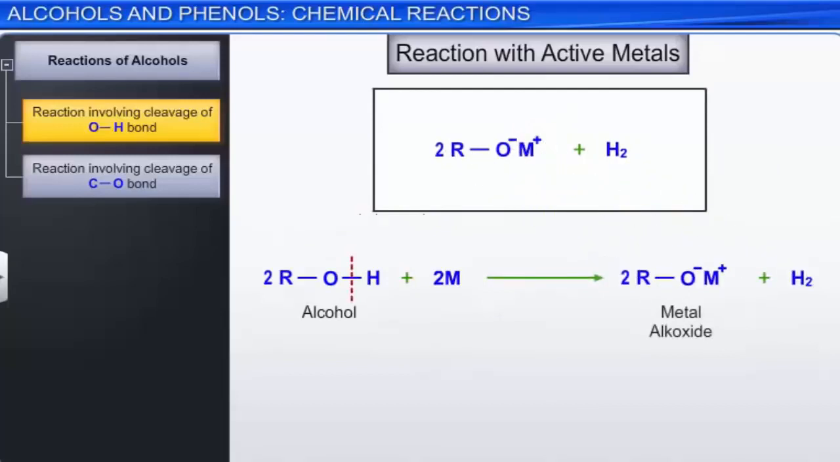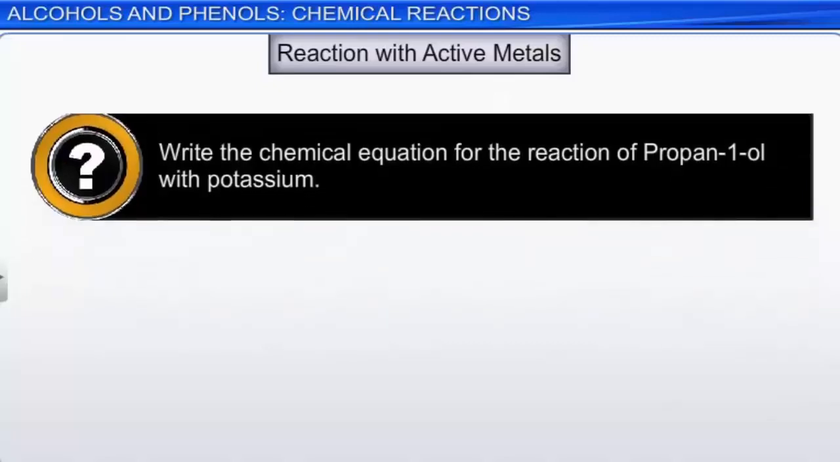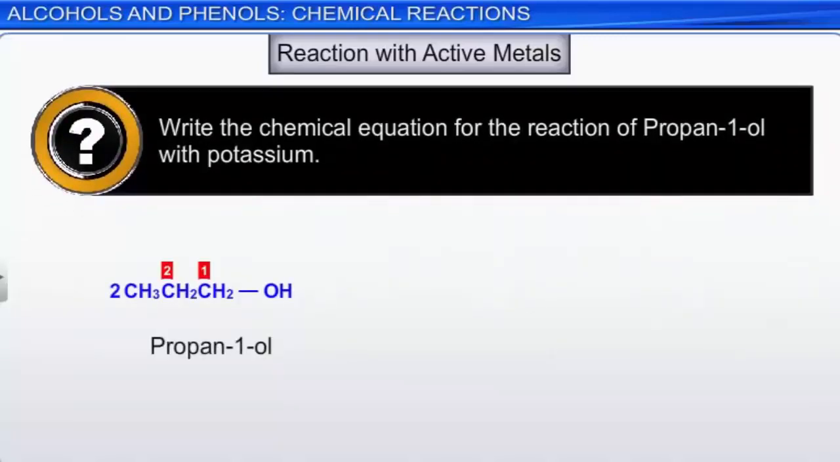Try to solve this problem on your own before checking the answer. Write the chemical equation for the reaction of propan-1-ol with potassium. A reaction between an alcohol and potassium metal will form a potassium alkoxide. In this case, potassium propoxide forms as shown here.